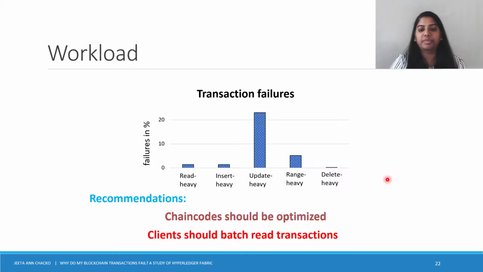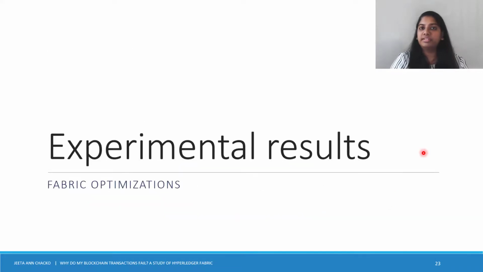The second recommendation we have here is to batch read transactions. This is because there are certain situations where the reads or even range reads are used only for debugging, logging, or auditing purposes. In such cases, we could consider batching them and only executing them at a specific time interval in the day. The next set of experiments are based on the different Fabric optimizations.